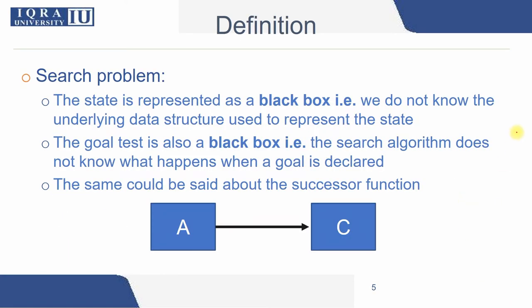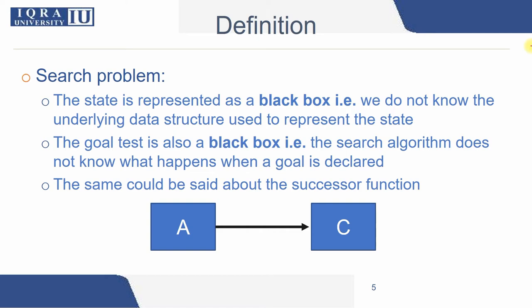So how do we define a state in a typical search problem? In a typical search problem, the state is a black box. Remember, whenever we use the word black box, it means we do not understand the internal data structure used to define that state. So again, we do not know how the state is built, what the data structure of that state is. We do not know that.